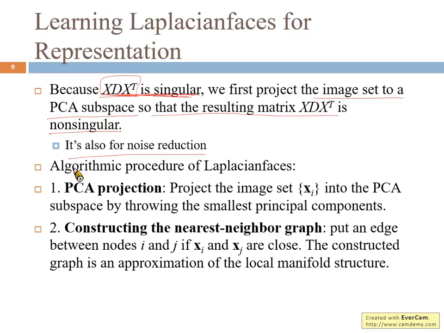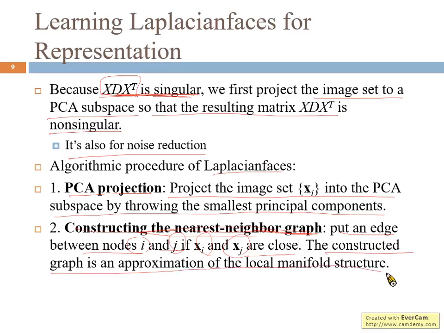The algorithm to find the Laplacianface is that we first do PCA projection. We project the image set xi into the PCA subspace by throwing away the smallest principal components. When we reduce to the useful subspace, we can construct the nearest neighbor graph, and put an edge between nodes i and j if xi and xj are close. That means if they are close, they have a similarity value. Otherwise, their similarity is zero. The constructed graph is an approximation of the local manifold structure.